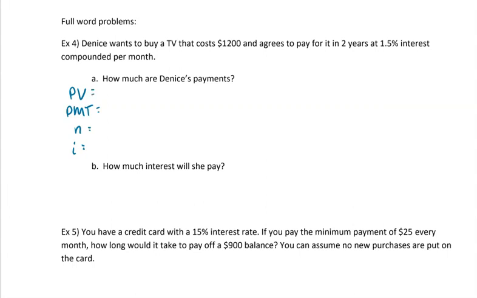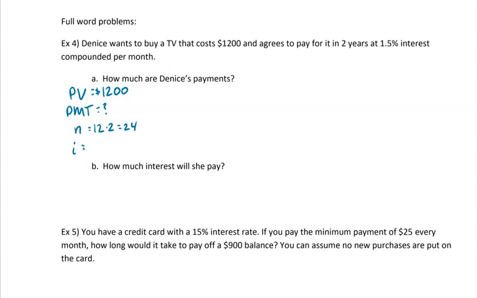So PV first would be how much you took out the loan for. So in this case, Denise wants to buy a TV that costs $1,200. That's how much she would have to take the loan out for. So $1,200 is our PV. The payment, we don't actually know yet. N, remember, is going to be how many times it compounds times the number of years. Per month would mean 12 times a year. And it's over 2 years. So that's 24.